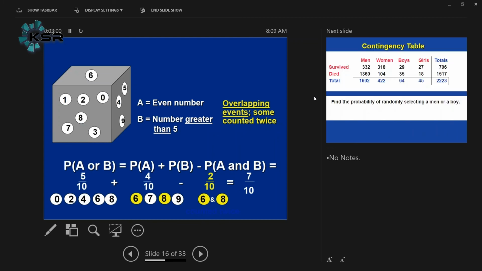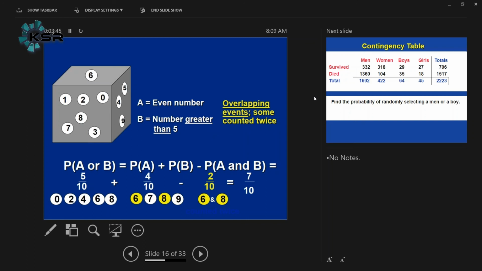So in this case, P of A or B is equal to P of A. P of A means the even numbers. How many even numbers are there? 0 is one even number, 2 is another, 4 is another, 6 is another, and 8 is another. There are a total of 5 even numbers. The probability of A is 5 divided by the total, which is 10. If you count all the numbers, the total count is 10. So 5 by 10. What is B? The numbers greater than 5, that means 6, 7, 8, 9.